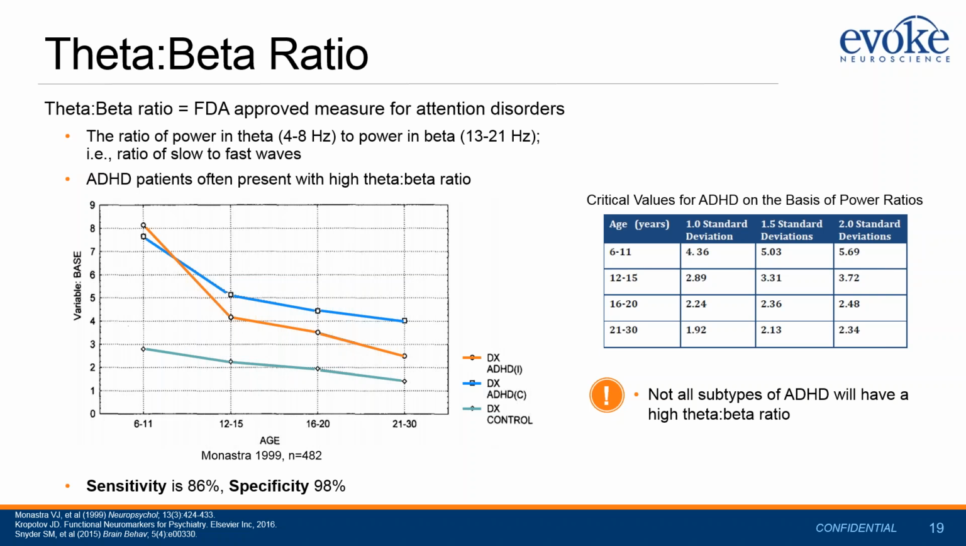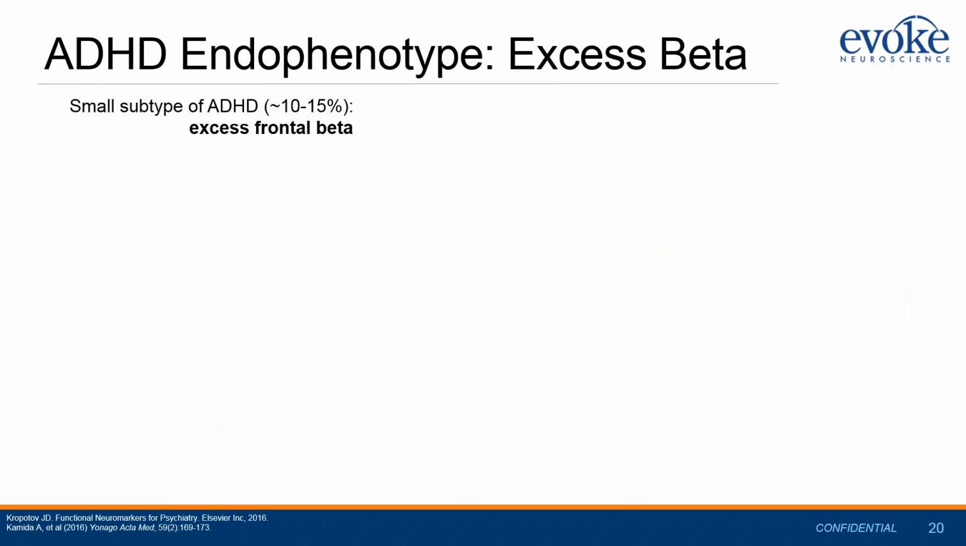We're going to be talking about a different brain profile to look out for in ADHD. Another thing is that this endophenotype responds well to stimulant medication. So if you see a patient that has the excess theta biomarker and a high theta-beta ratio, they usually go hand in hand, then that patient might respond well to stimulants.